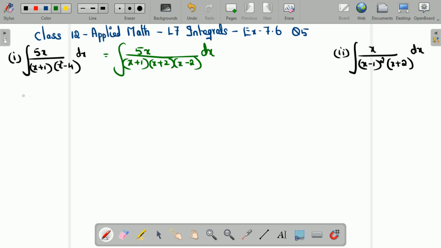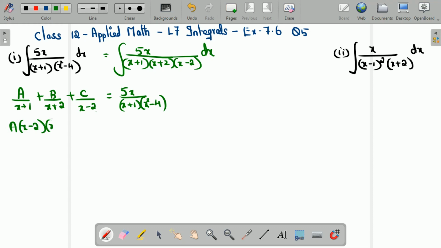So let's write this out in partial fractions. A divided by (x + 1) plus B divided by (x + 2) plus C divided by (x - 2) is equal to the given fraction 5x divided by (x + 1)(x² - 4). Now if you take the LCM on this side, A(x - 2)(x + 2) + B(x + 1)(x - 2) + C(x + 1)(x + 2). The denominators are equal, so we are directly comparing the numerator 5x.